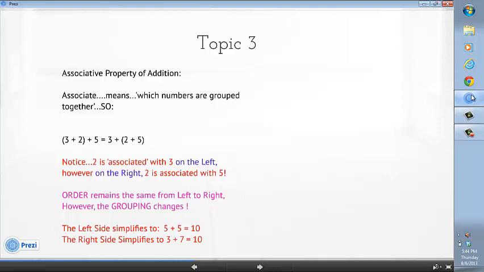Now, if you notice again, the left hand side would simplify to 5 plus 5. And the right-hand side would simplify to 3 plus 7, but the result is 10 in both cases. So what I'd like you to do is, again, go to question 5 and write an example of that property. And pause just a second and then come back, please.